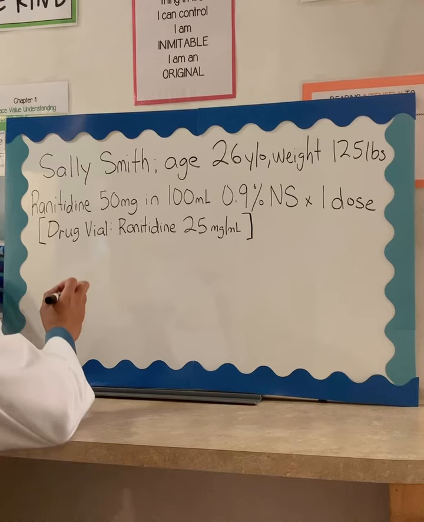The order is for Sally Smith, who is 26 years old and weighs 125 pounds. The doctor wrote for 50 milligrams of ranitidine in a 100 milliliter bag of 0.9% normal saline for one dose. The drug vial contains 25 milligrams of ranitidine in each milliliter of solution.